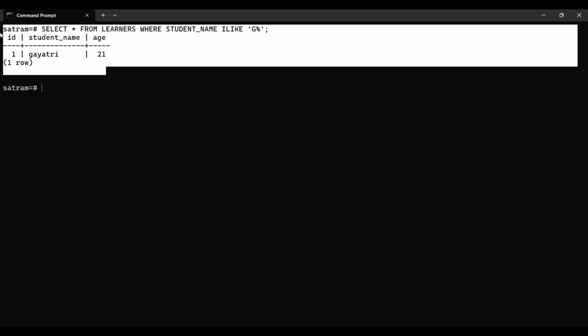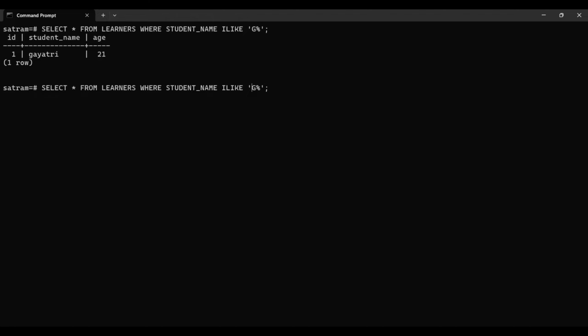Let us now know about the next one, the ILIKE operator. It is the same as the LIKE operator but case insensitive. LIKE operator is case sensitive, but ILIKE operator is case insensitive, so it ignores uppercase and lowercase differences. Here, SELECT star FROM learners WHERE student name ILIKE capital G percentage. Here capital G or small g are the same, so we don't have any differences.